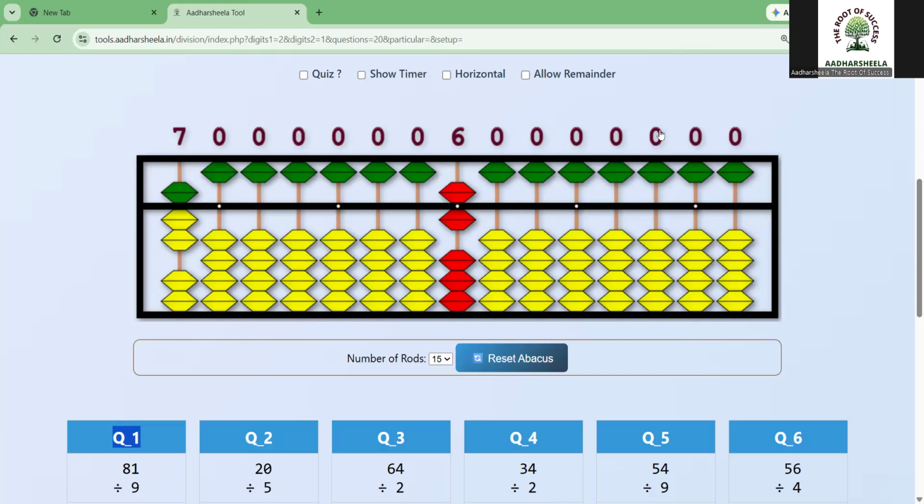I hope you understood. In this video, we have solved only double digit numbers. In the upcoming video, we will start with the triple digit. I mean to say 3 digit divided by 1 digit.